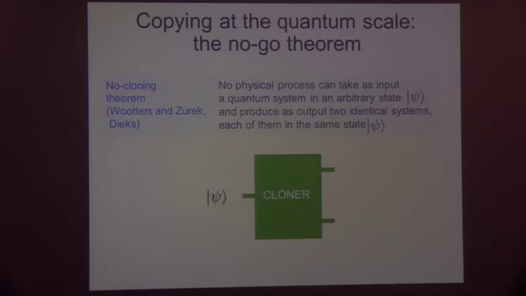In other words, more precisely, suppose you want to take an input, an atom or a molecule, and you would like to output two copies. Now if you plug in the quantum mechanics requirement, it cannot work. So it says that it's not possible to have quantum copying machines.